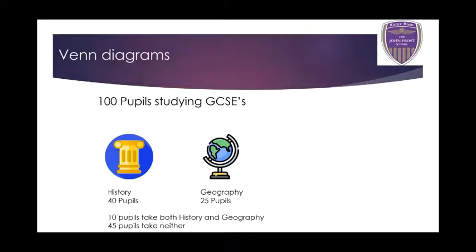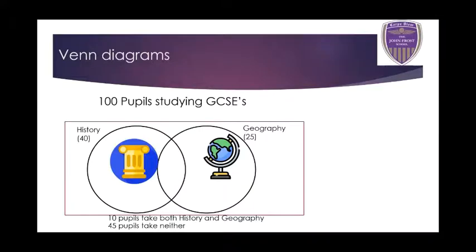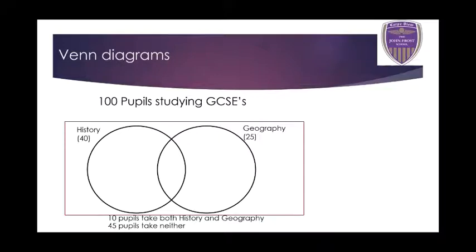So if we have 100 pupils studying GCSEs, we're told that 40 of them study history, 25 study geography. We're also told that 10 of them take both history and geography, and 45 pupils take neither subject. So if we were to turn this into a Venn diagram, this is what it would look like. We'd have two circles overlapping, one representing history, one representing geography. If we now have to populate this diagram with numbers, we can't just put 40 in the history circle and 25 in the geography circle, because if you did this, you would be saying that there are 40 people who only do history and there are none who also do geography.